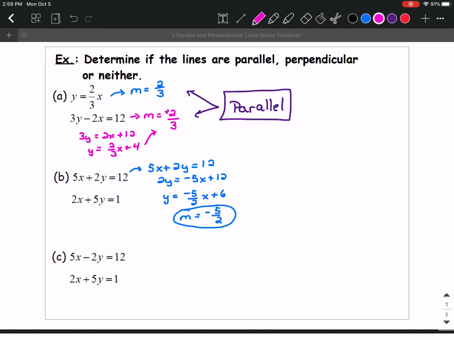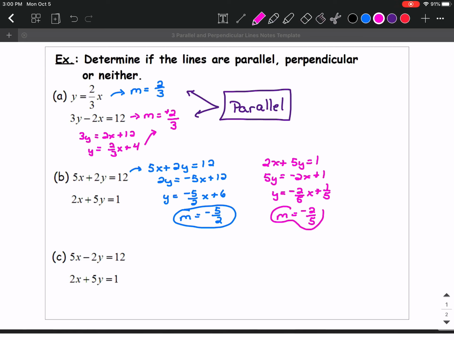Now I'm going to take the second line, 2x plus 5y equals 1. If I put that in y equals mx plus b, or if you remembered the slope is negative a/b, you would already know what your slope is. We're going to subtract the 2x, and then we're going to divide by the 5. So now our slope is negative 2/5.